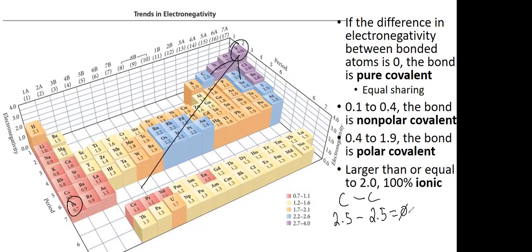If the electronegativity difference is 0, that is pure covalent. That is, the electrons in that bond are shared 100% equally. No atom has a greater share of that bond.